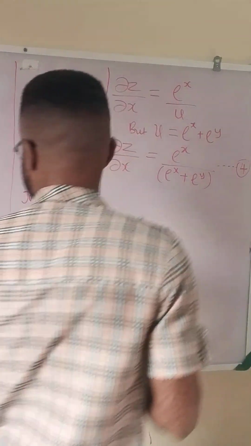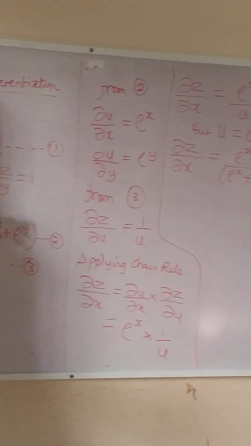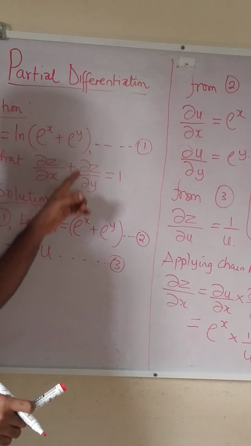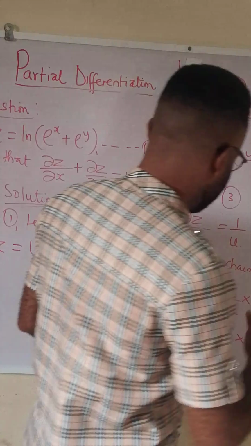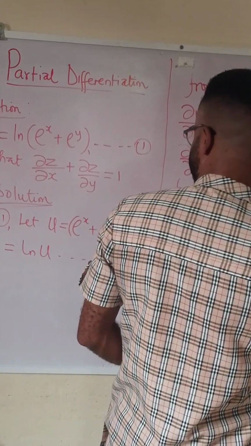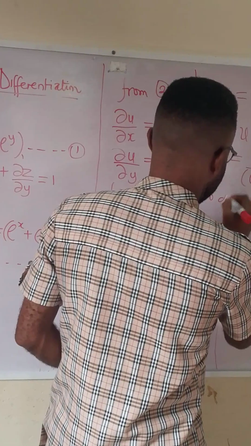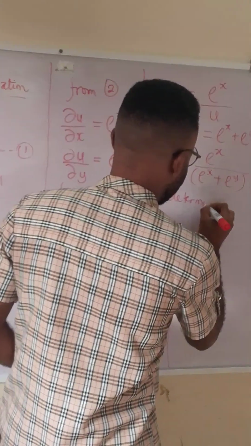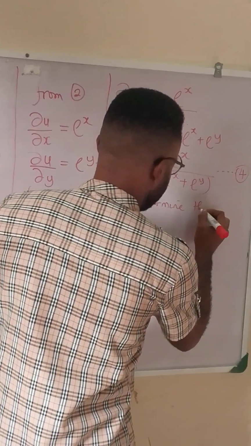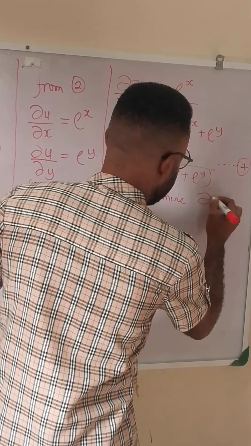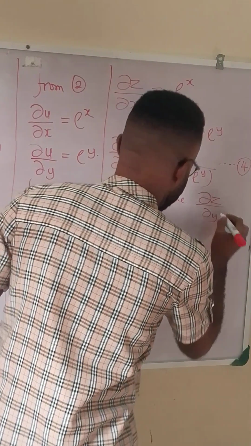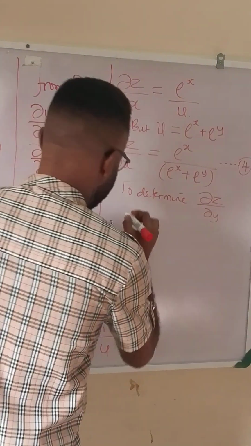Since we are done with it, we also have to find the partial derivative of z with respect to y. Applying the same chain rule, to determine the partial derivative of z with respect to y, we are still going to apply the same chain rule.